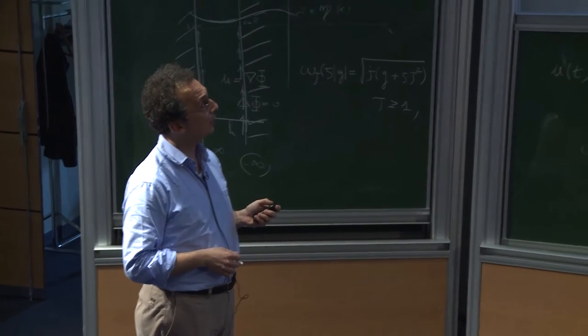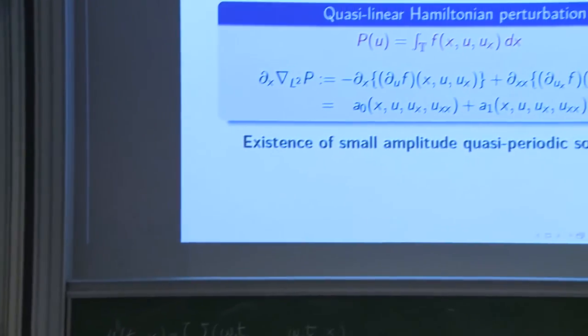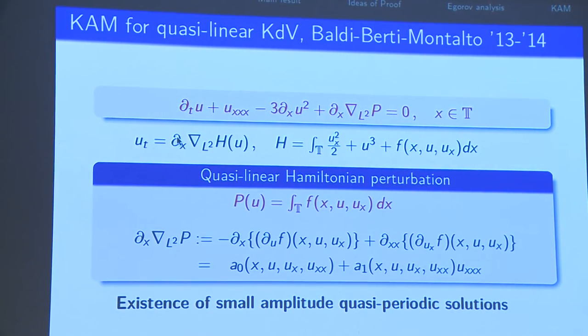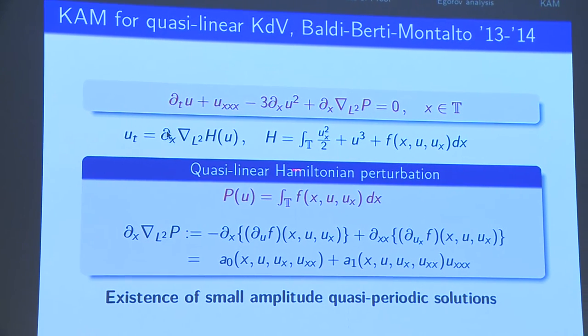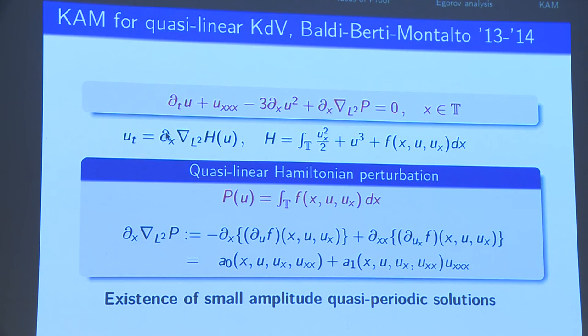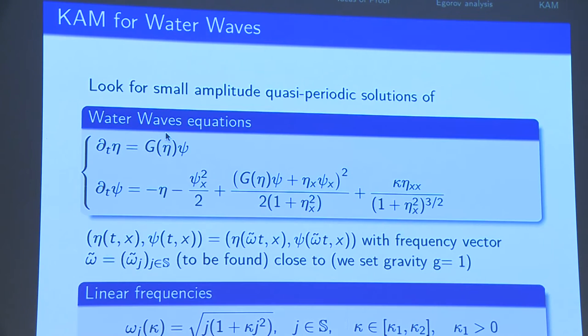For quasi-linear equations, as I mentioned before, the first results we obtained with Pietro Baldi and Riccardo Montalto concerned KdV plus a Hamiltonian perturbation which has three derivatives, so it is quasi-linear. It is generated by a Hamiltonian where the density depends again on one space derivative. Writing down the Hamiltonian vector field, one reads that it has this shape, so it is a quasi-linear system.